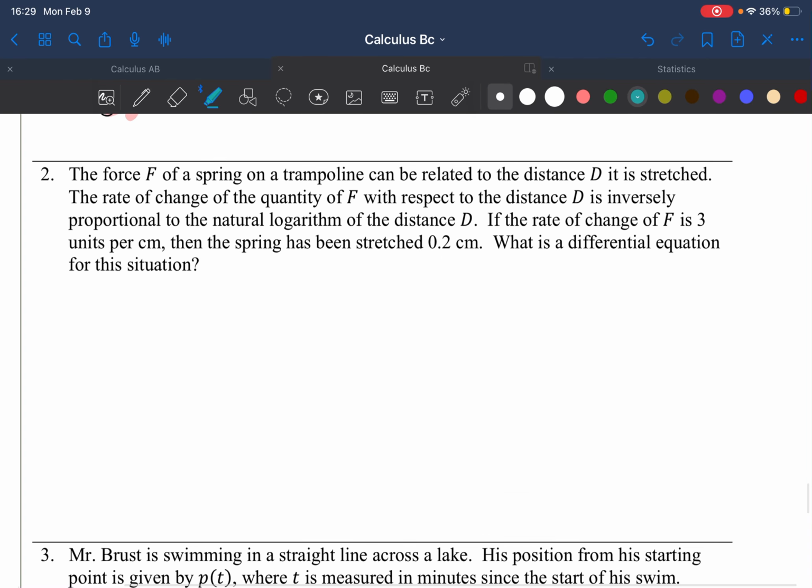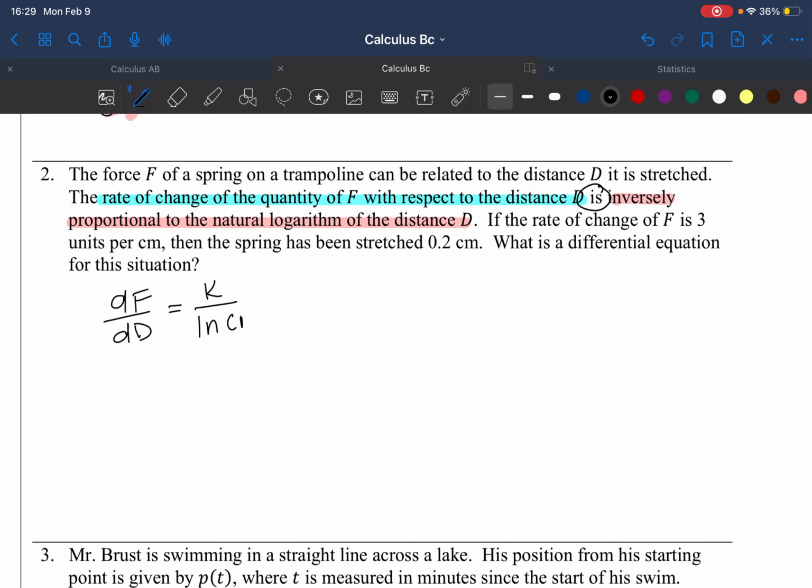Number 2 says the force F of a spring on a trampoline can be related to the distance d it is stretched. The rate of change of the quantity of F with respect to d is inversely proportional to the natural log of the distance d. So we have two things happening here. We have the rate of change, dF dd, is equal to, inversely proportional, so we're dividing here, K divided by the natural log of d.